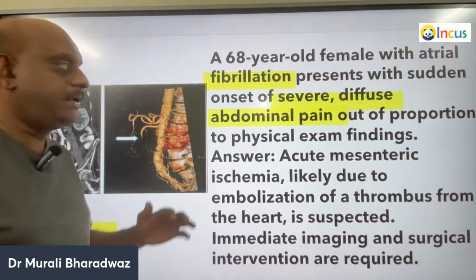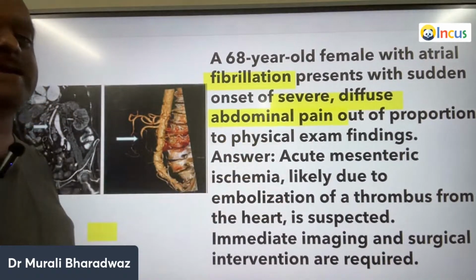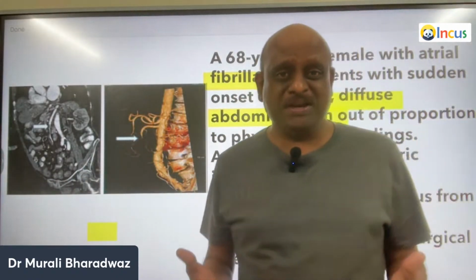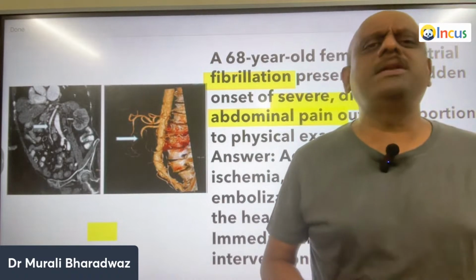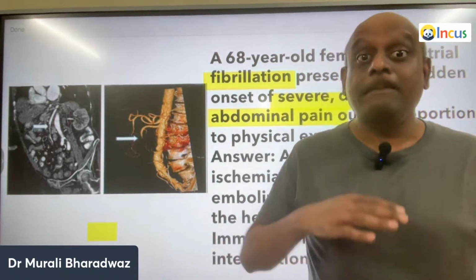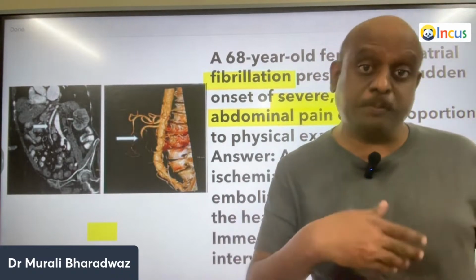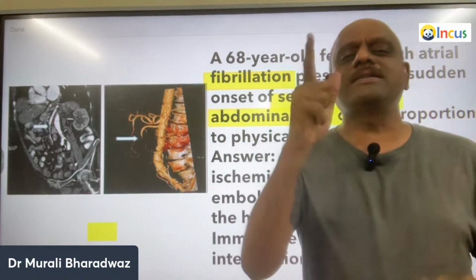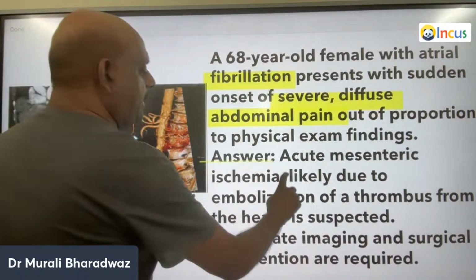And this abdominal pain is out of proportion to what you are seeing on physical examination. You thought maybe there is a perforation with such significant abdominal pain, but there is no abdominal rigidity. So physical clinical signs are very minimal, but the clinical symptom, abdominal pain, is very severe and disproportionate to the physical signs. This is the classical presentation of acute mesenteric ischemia.